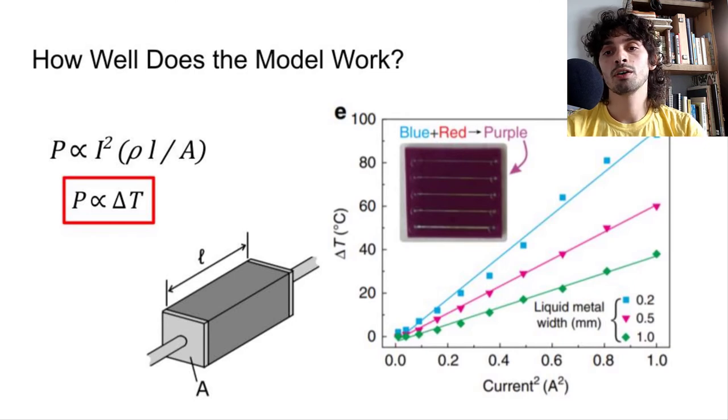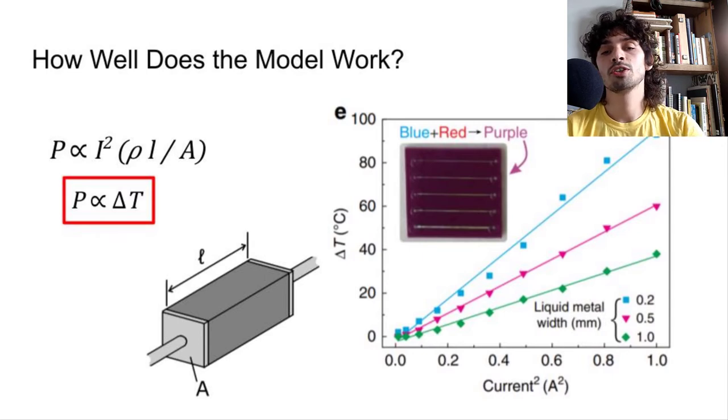So a thicker vein means a lower resistance, so we would expect less temperature change. And that's kind of what we see on this plot here, with the different colors. The 0.2 millimeter vein heats up a lot faster than the 1.0 millimeter vein. So now let's think about changing current, and that's the x-axis here.